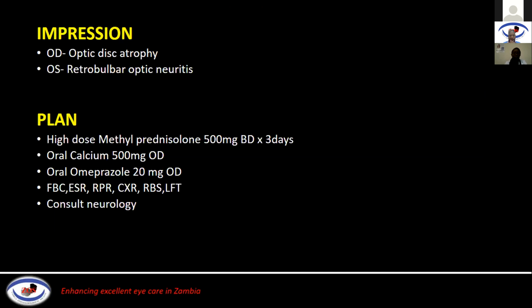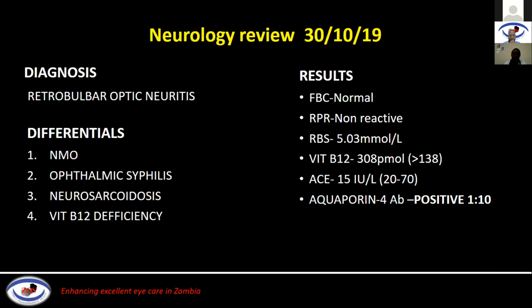So the ophthalmologist made an impression of optic disc atrophy in the right eye and retrobulbar optic neuritis in the left eye. Their plan was to start high-dose methylprednisolone, 500 milligrams twice daily for 3 days, as well as oral calcium, oral omeprazole, do baseline investigations and consult neurology.